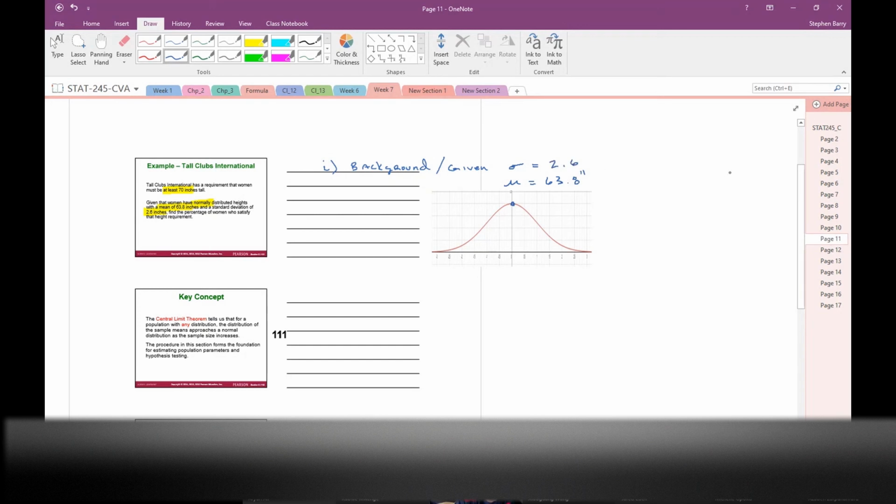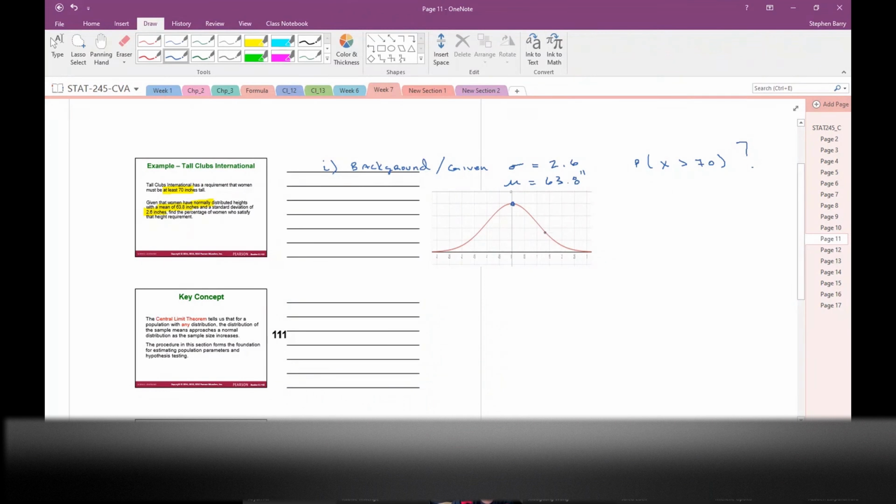And we want to know the question, basically, right? What are they asking? Actually, the question is, what's the probability that a given person is greater than 70? Right? That's really the question.